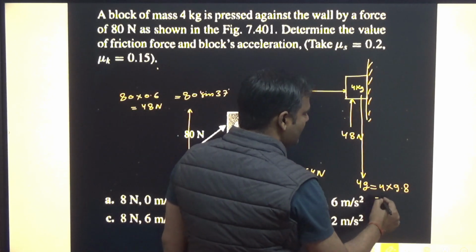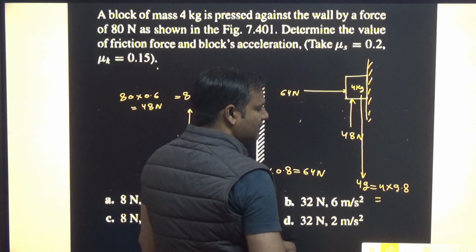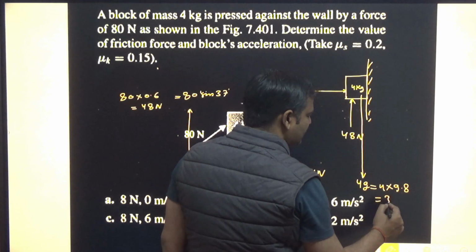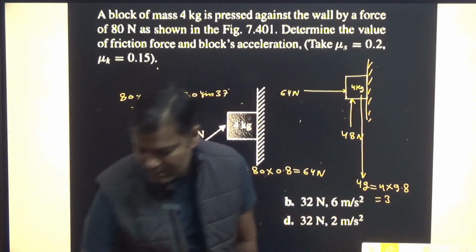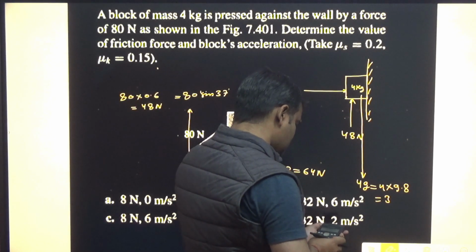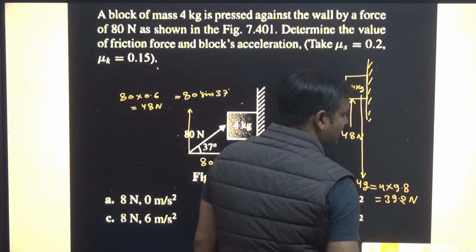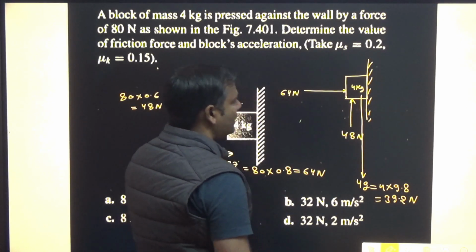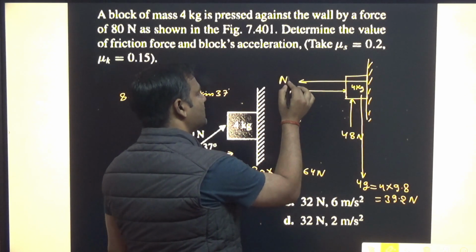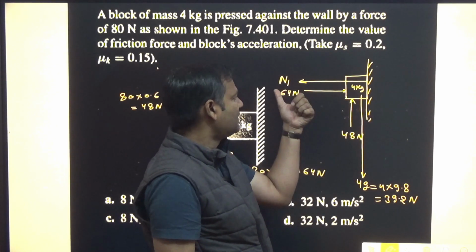Now, 4 into 9.8, how much is that? That is 39.2 Newton. Clear? And what about the normal force? The normal force applied by the wall is always perpendicular to the surface. So N1 is like that one.